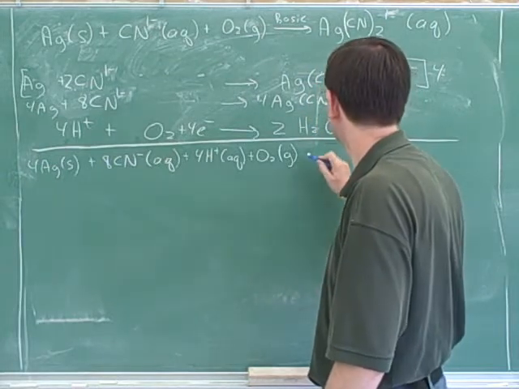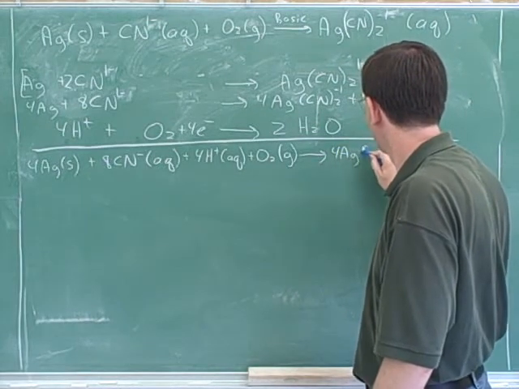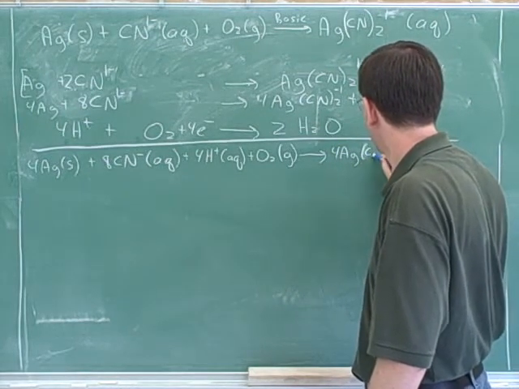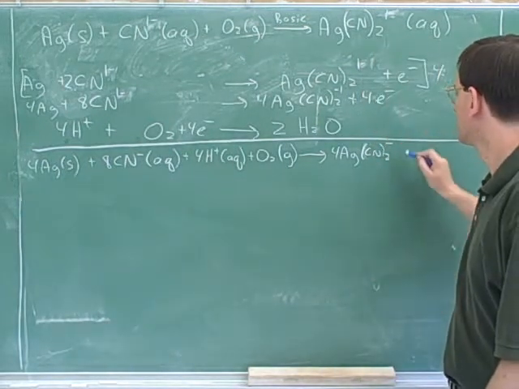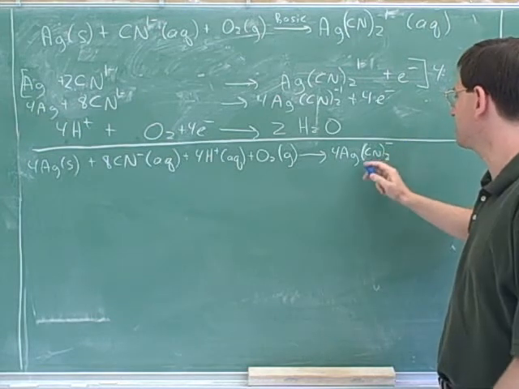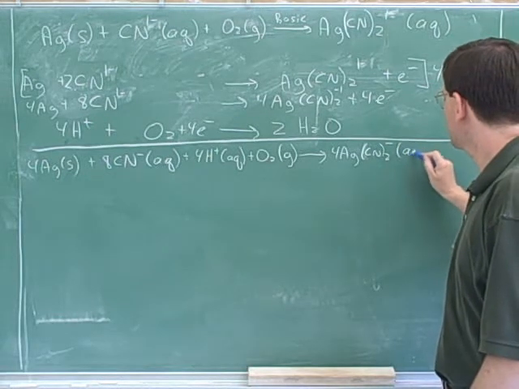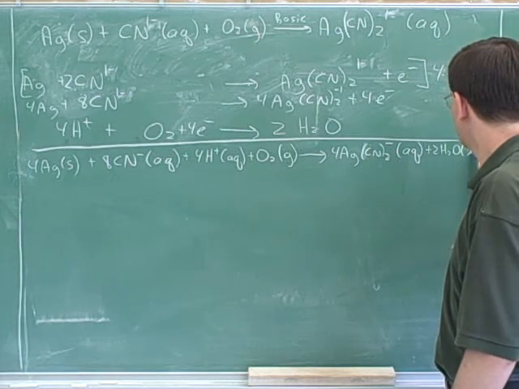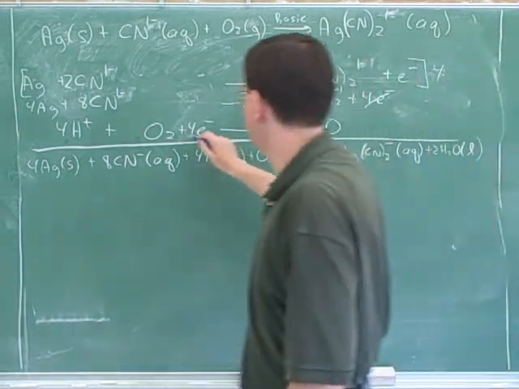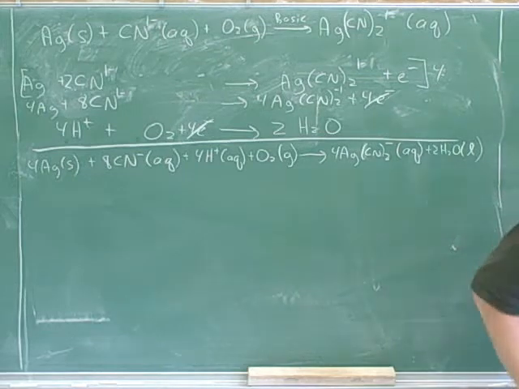And then that will go to 4AgCN2 minus and water, 2H2O. These silver cyanide compounds, what phase is that? Aqueous. And plus the 2 waters, which would be liquid. And that's it. And again, you don't need to bother writing the electrons because they've canceled.